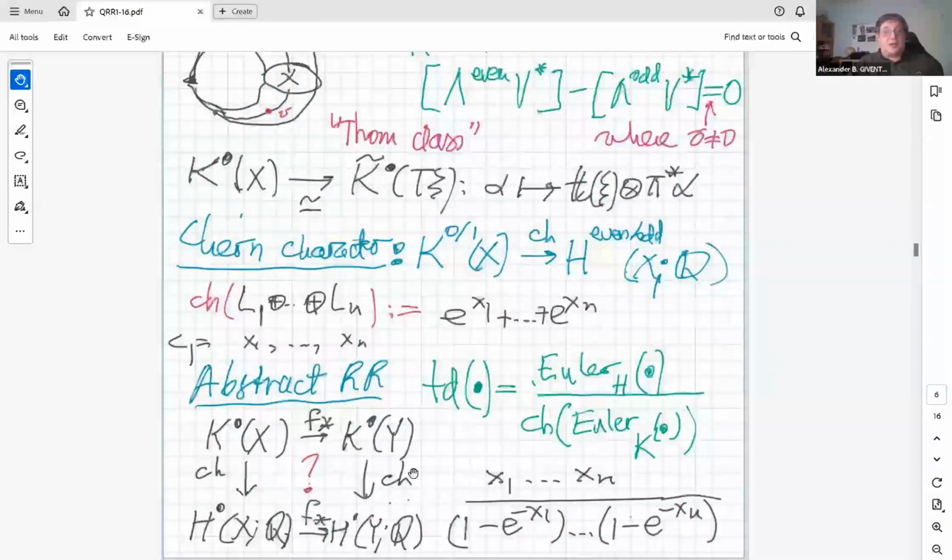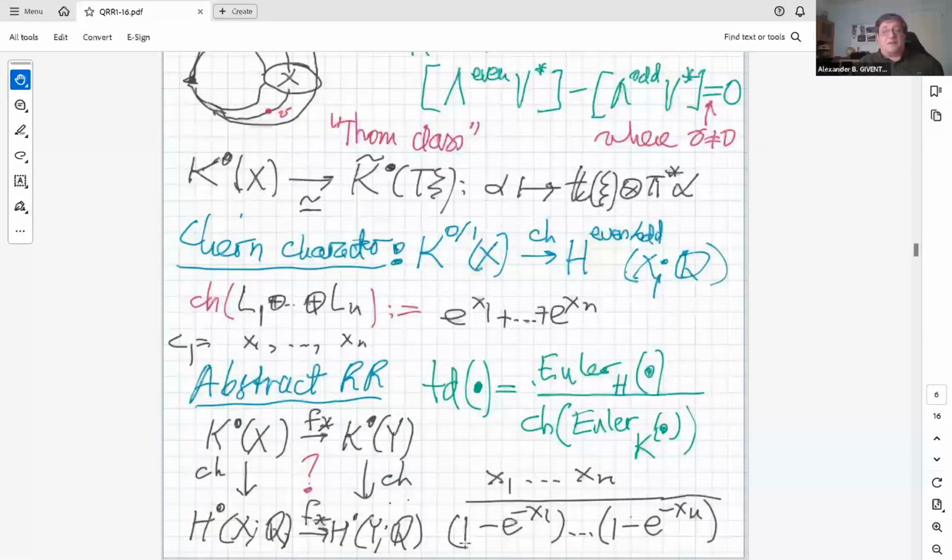And so in our situation, let's see what it is. If the bundle is a direct sum of line bundles with Chern classes x1, ..., xn, then what's the K-theoretic Euler class? For a line bundle, its cohomological Euler class is the first Chern class, it's x1.